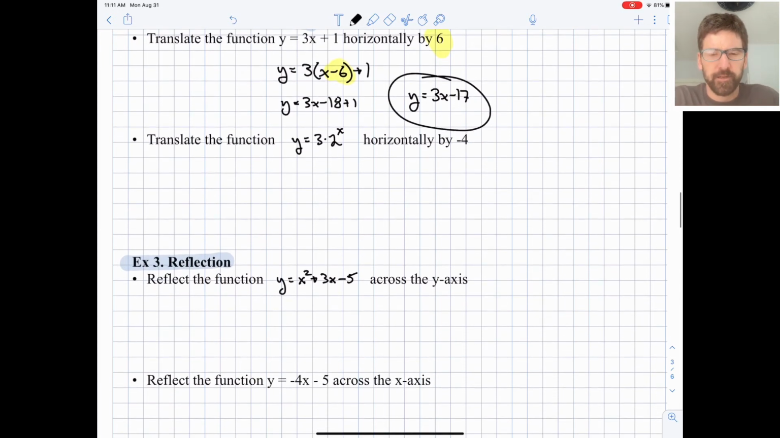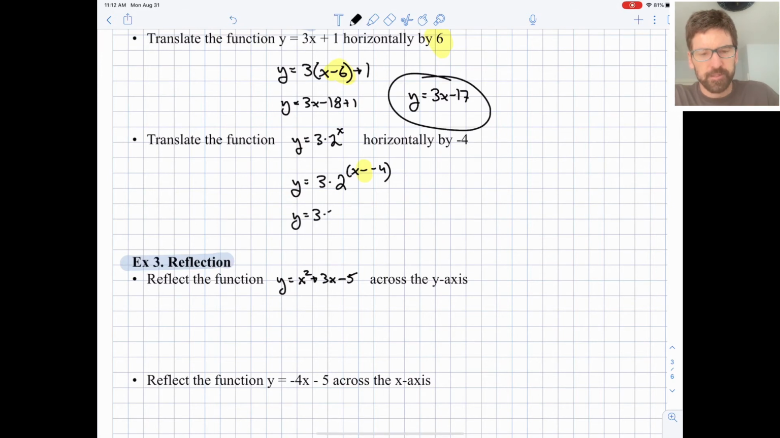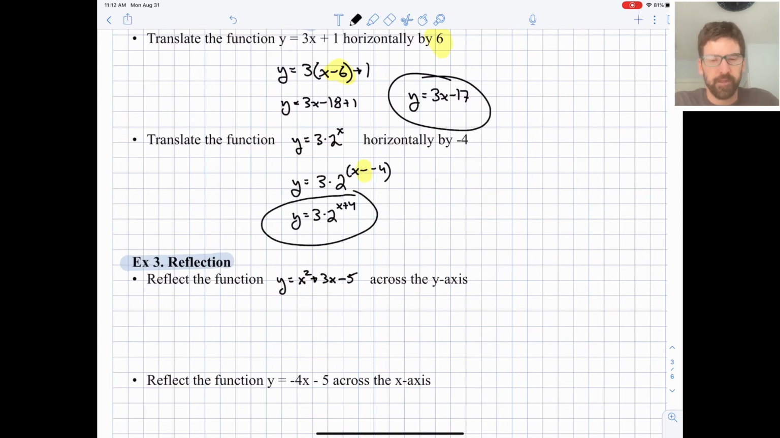Translate this exponential function horizontally by -4. So we are going to replace the x with an x minus the transformation. 3 times 2 to the x minus a -4. Okay, so once again, we are forcing a subtraction in here, and we're subtracting whatever the transformation is. So that can simplify a little bit. Y equals 3 times 2 to the x plus 4. Okay, so that would be our new transformed equation for that function.